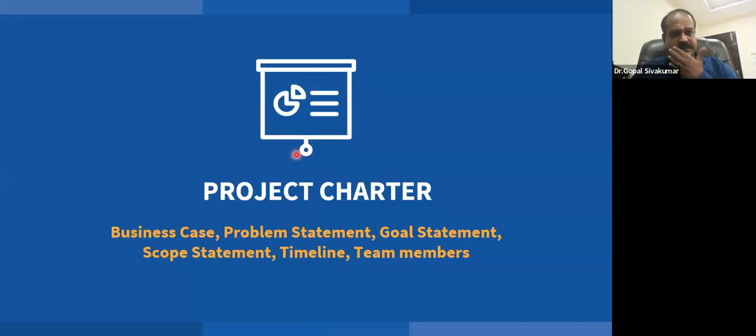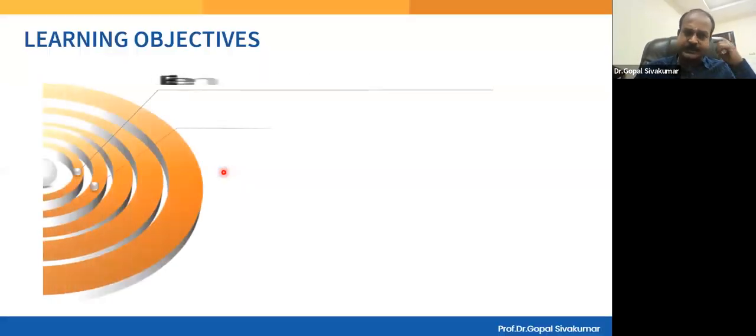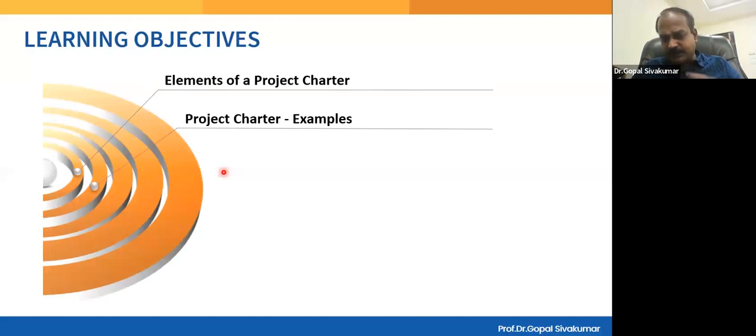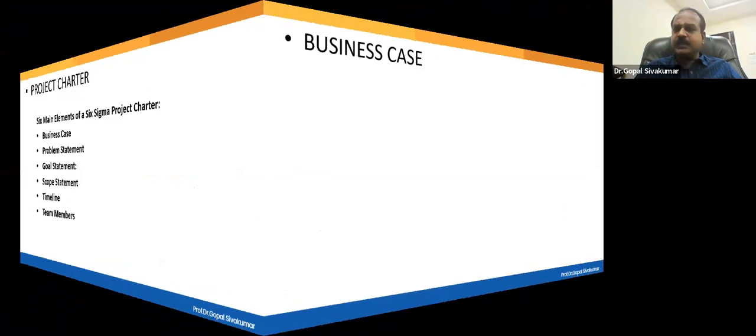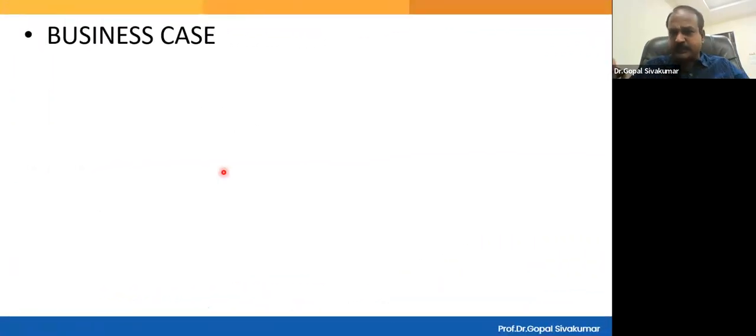Now coming to the project charter. So project charter is nothing but a template, a one-page format that will put all necessary information in a crystal clear format so that the sponsor can quickly understand what exactly you are trying to do in your project. So these are 6 primary elements: business case, problem statement, goal statement, scope statement, timeline, and team members. So, elements of a project charter and some example cases. 6 elements. I think now I need not explain because I've already thoroughly explained in the morning.